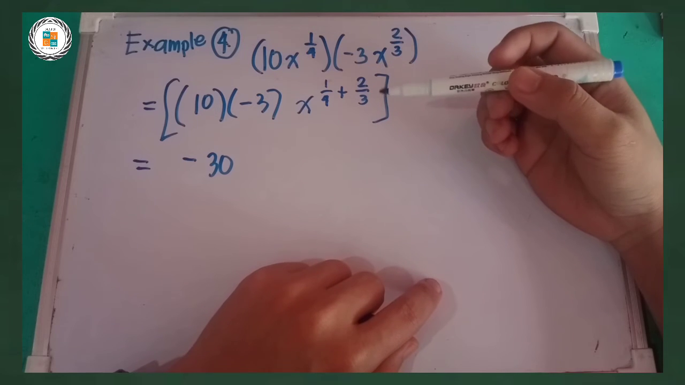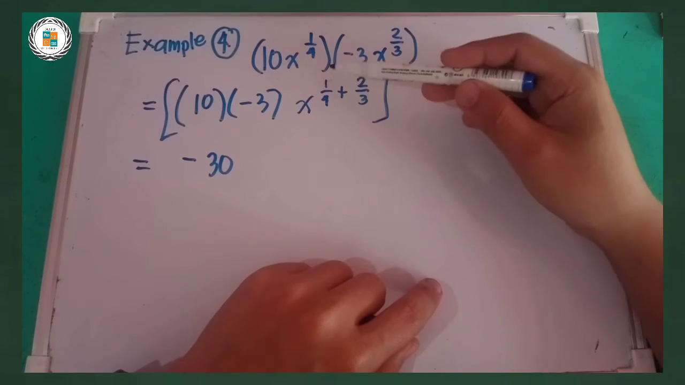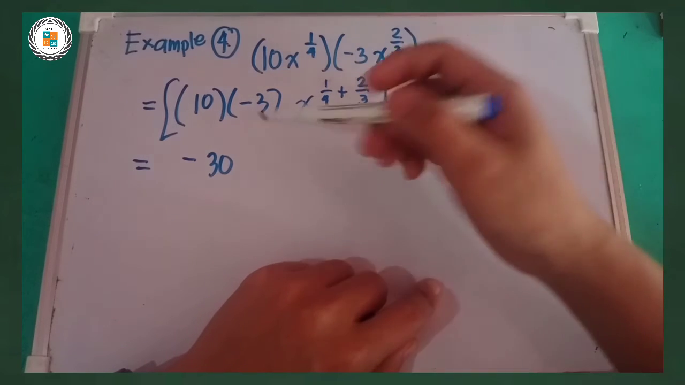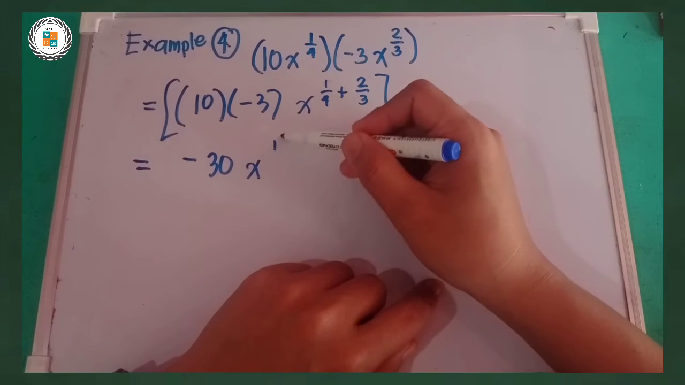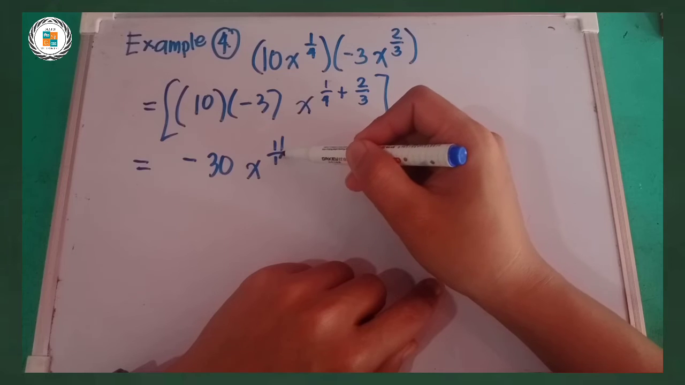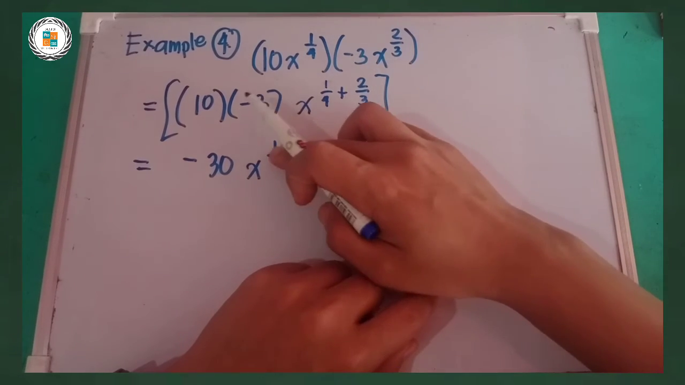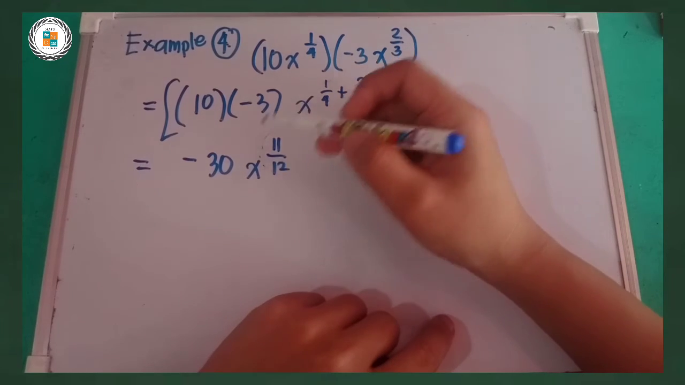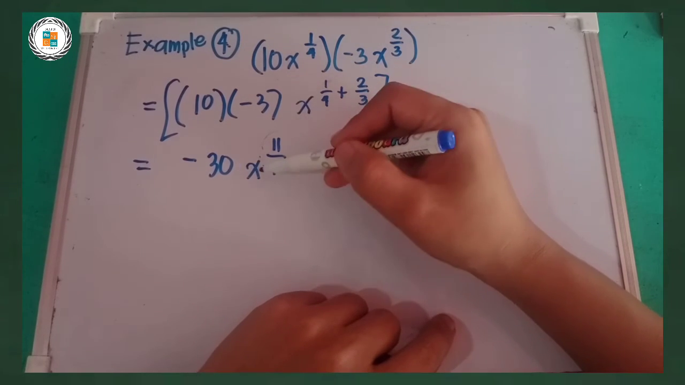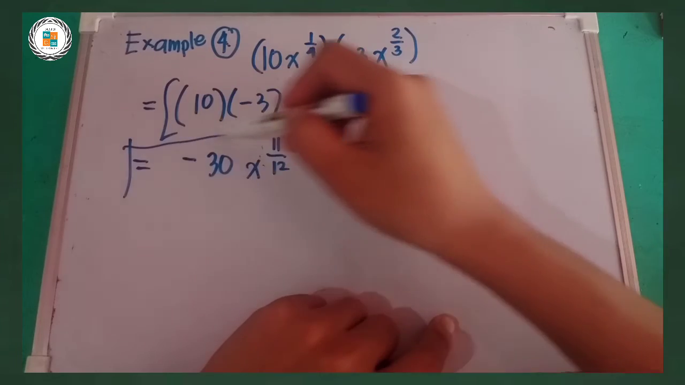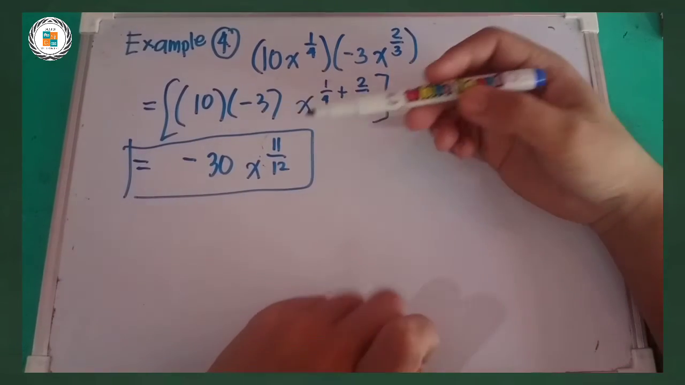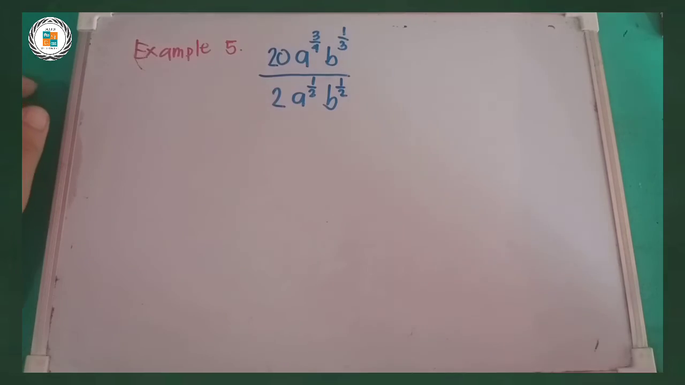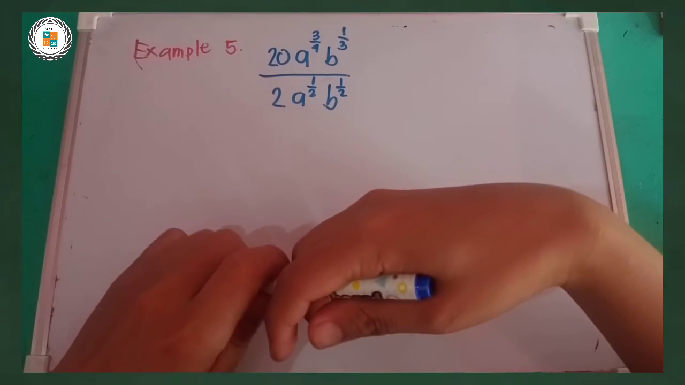Okay, you can review how to get 11/12. We just added 1/4 and 2/3. So x raised to the power of 11/12. So this is the final answer. The exponent of this is just x. Okay, so the answer is negative 30x raised to the power of 11/12.